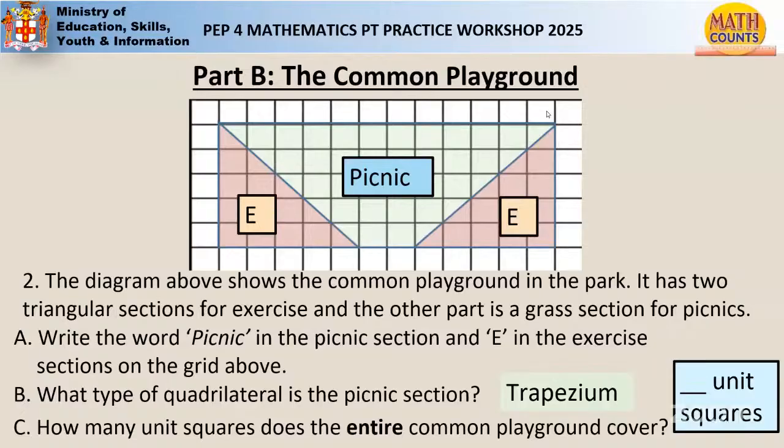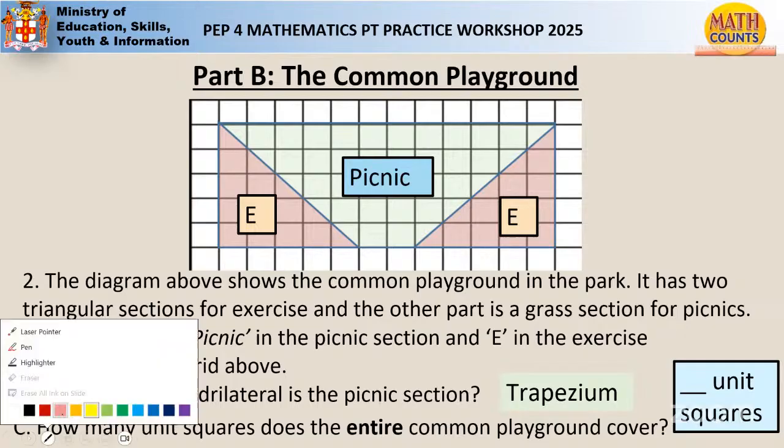All right, I'm seeing from Mrs. Simpson 60, Kelly's Primary 60, Miss Roberts 60 unit squares. So let us check. Now remember, this is the common playground area, so all of this area here. Let us go ahead and count to see what it is.